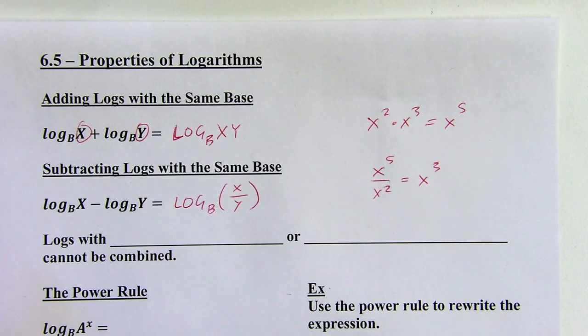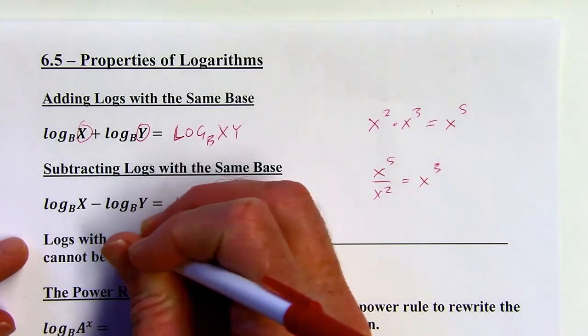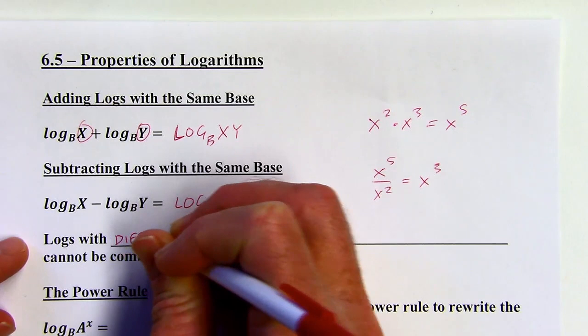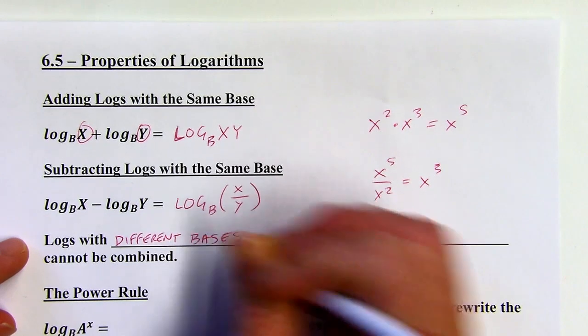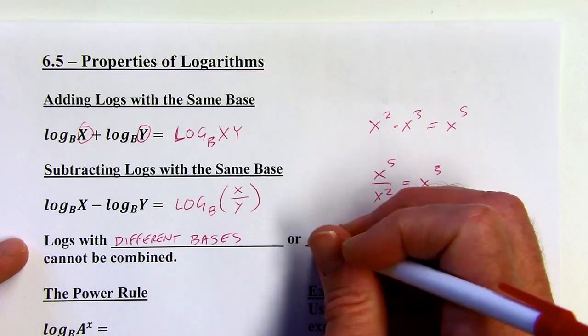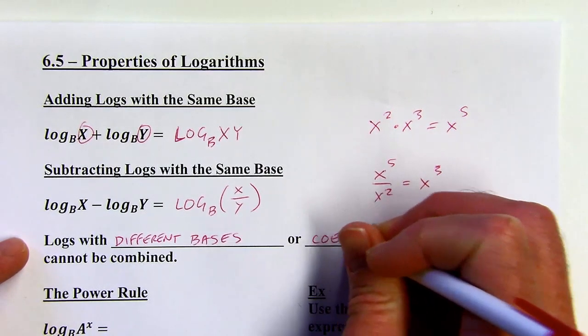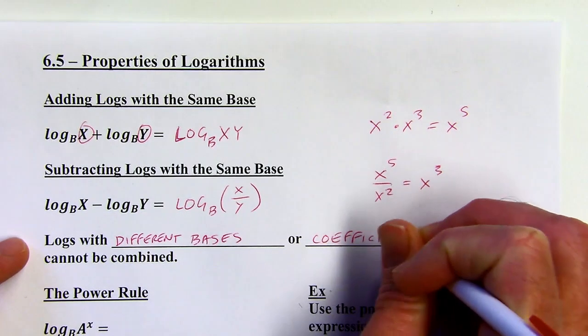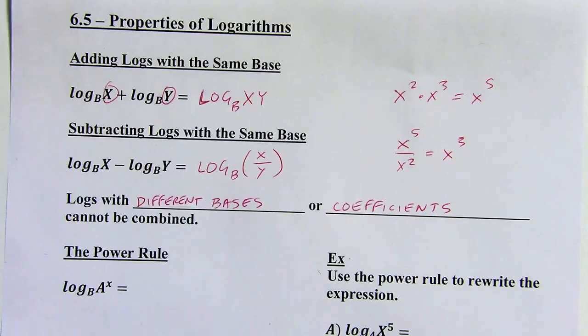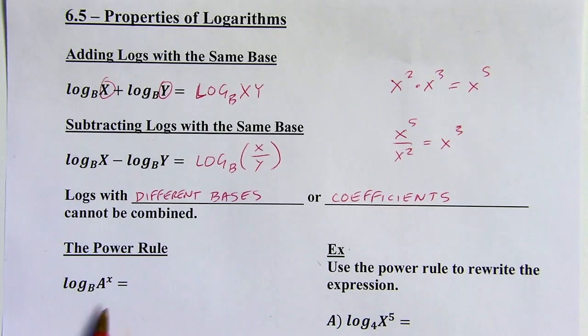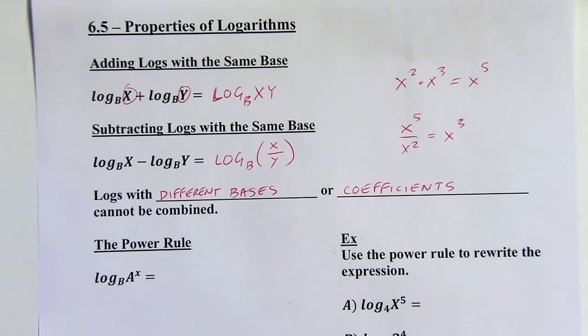Okay, so logs with different bases or coefficients cannot be combined. Okay, so if we've got different bases, there's nothing we can do about that. If there's a coefficient, there is something you can do about it, but you have to use what's called the power rule first. So here's how the power rule works.